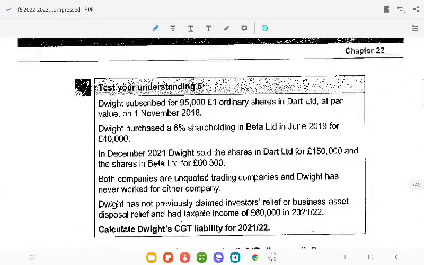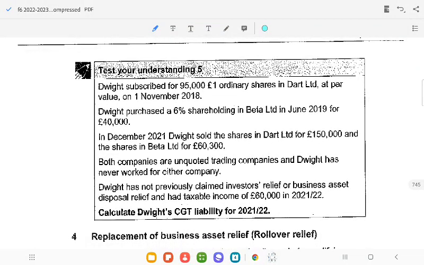So in this regard, we will consider test your understanding 5. David subscribed for 95,000 shares of one dollar ordinary shares in DART Limited at par on 1st November 2018. Remember, the date is important. David purchased a 6% shareholding in Beta in June 2019 for 40,000. In December 21, David sold the shares in DART Limited for 1,50,000 and shares in Beta Limited for 60,300.